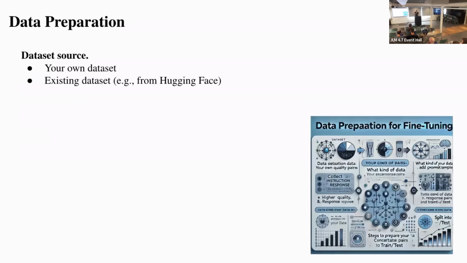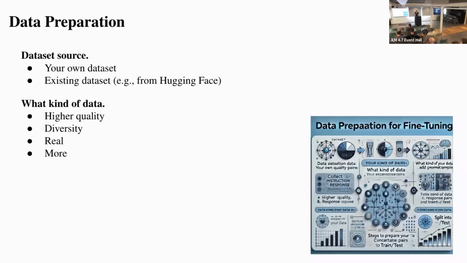Okay, so we successfully loaded our model. We did the first inference. Now we want to start with the fine-tuning. The first thing we need to do is to prepare our dataset. So we have a data preparation part. There are two options for the data source: either it can be your own dataset, or it can be an existing dataset, for example, a dataset that exists in Hugging Face.